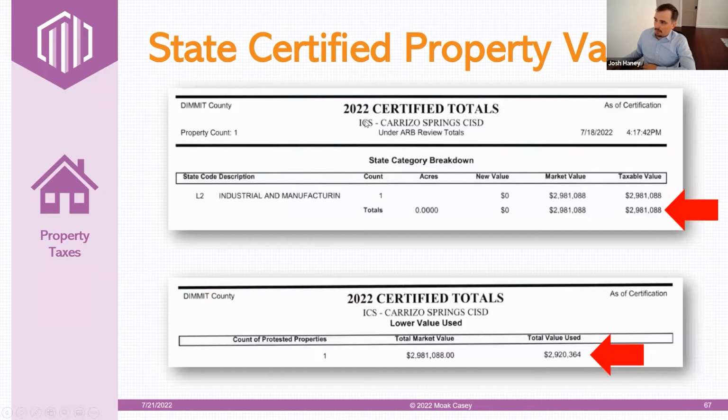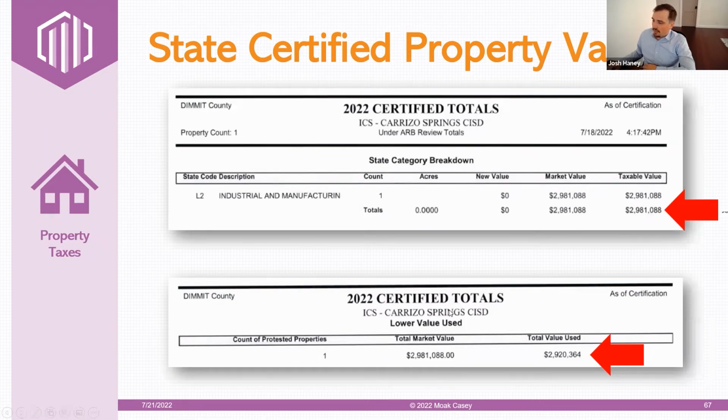We talked a lot about those pages that say grand totals, right? There's also a series of reports that say under ARB review. These are the values that are being protested. Okay, so on Carrizo Springs 22 certified totals, they just have one property that's under review. That taxable value for that property is almost $3 million.